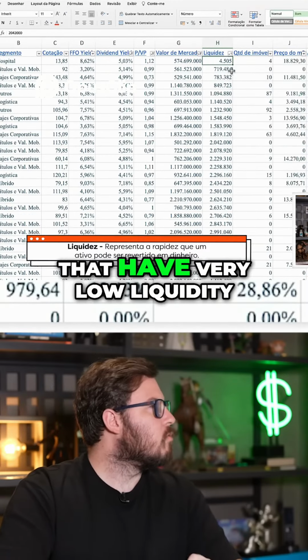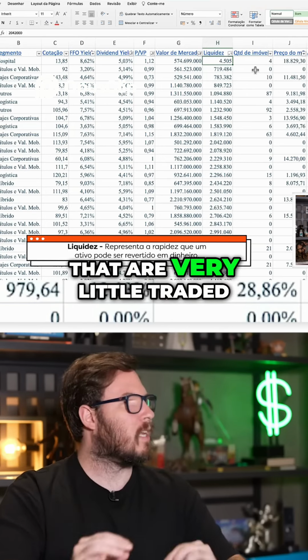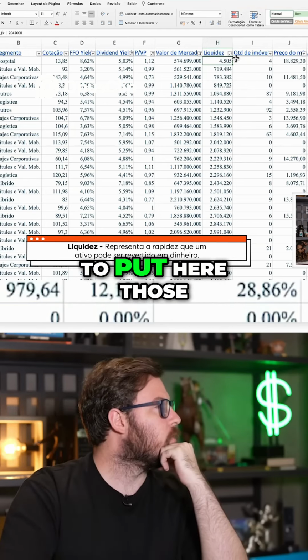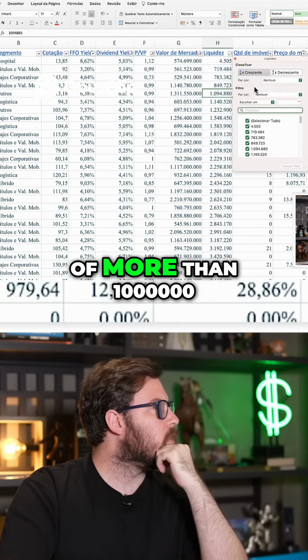Liquidity, let's filter liquidity here. I don't want some that have very low liquidity, that are very little traded. So I'm only going to put here those that have a liquidity of more than 1 million.